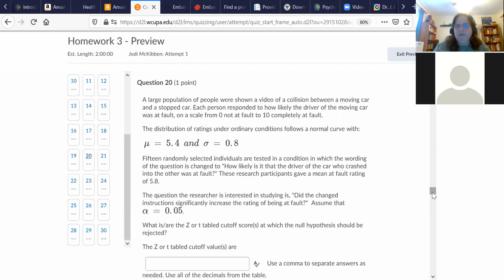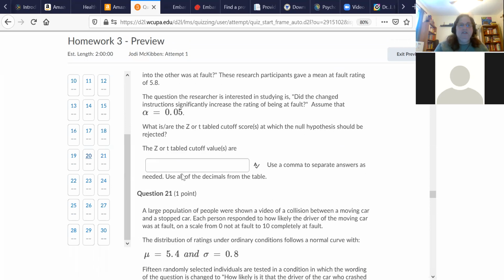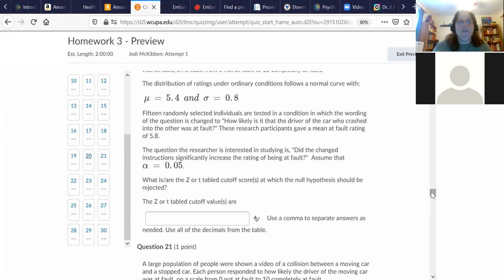Here we go. So how do I get the Z cutoff score? Well, I know my alpha is 0.05, and I know now that it's a one-tailed test. We just talked about that, so hopefully you can figure out the Z cutoff score from there. And I said that things were going to increase, right? I said that this was going to increase, so I'm going to be eventually subtracting 5.8 minus 5.4.